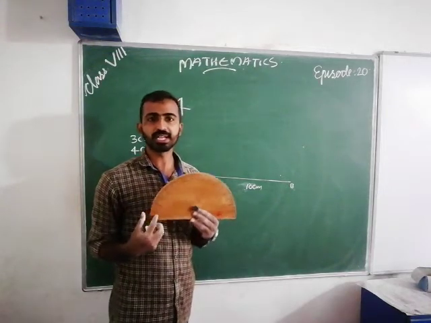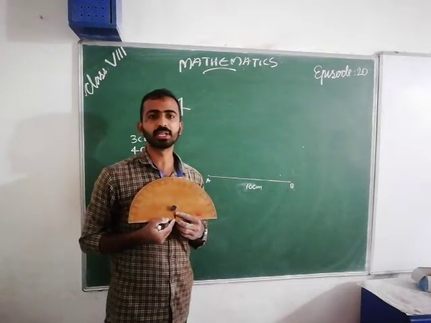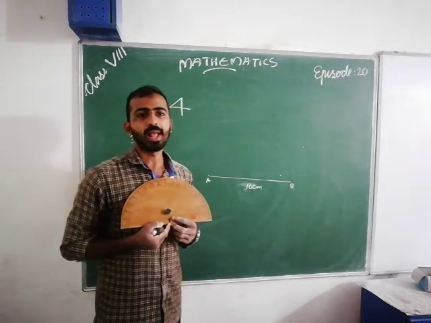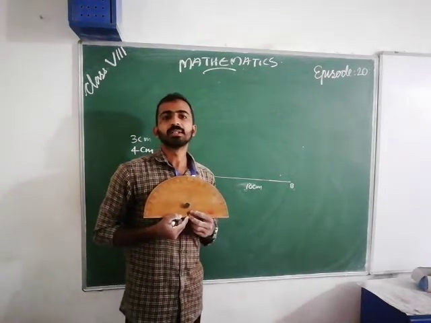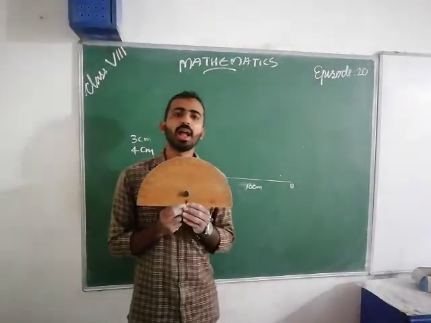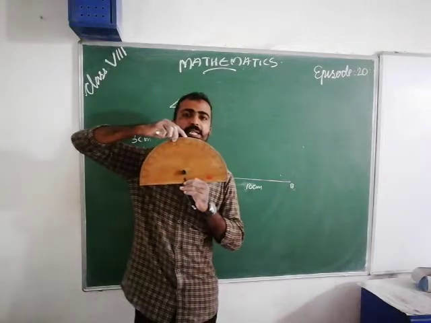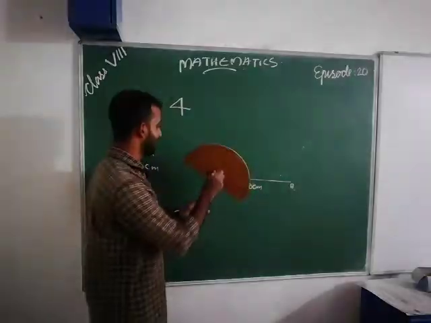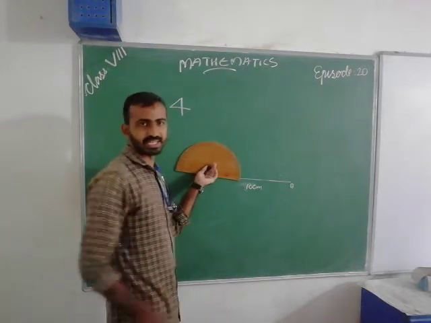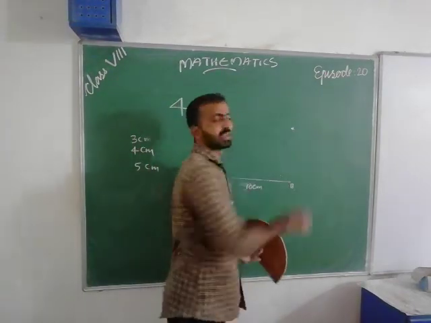The protractor is 0 to 180 degree. Here is the midpoint. Is it? Yes. The midpoint mark and a line is here. The mid is 90 degree. So we put the midpoint at A and we mark 90 degree. We point out, and here is also 90 degree.